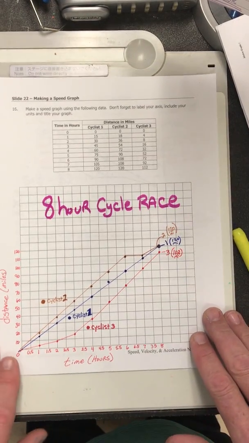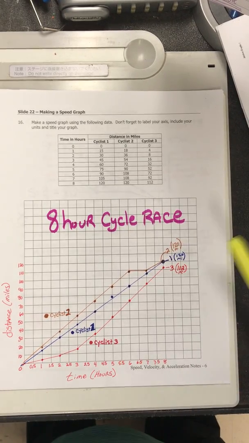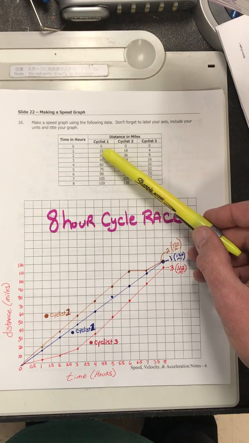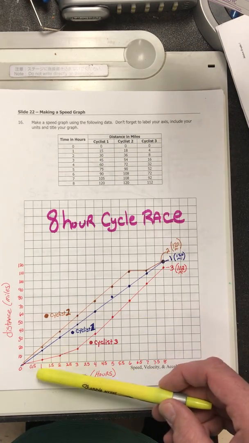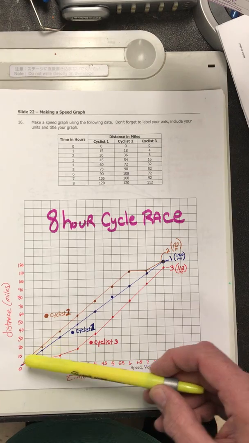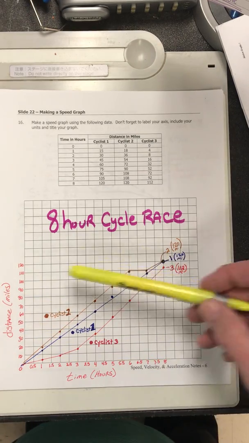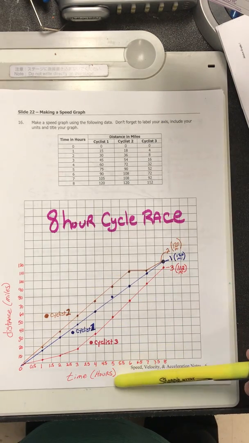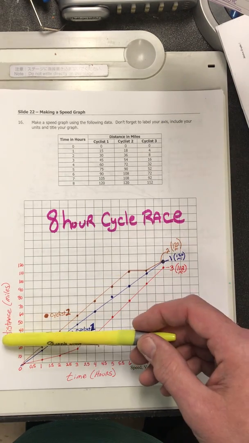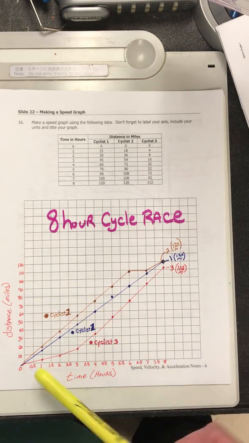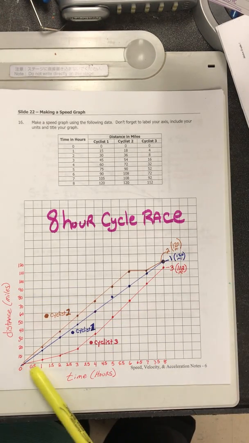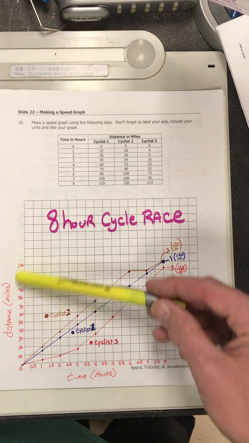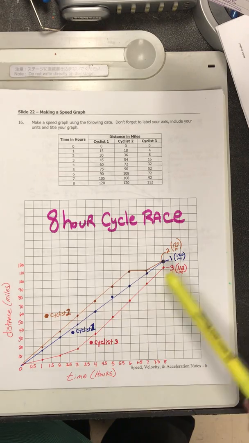Okay, we have our 8-hour cycle race. Those are just plotting dots. Hour 1, cyclist 1, 15 miles. So 1, 15 miles, halfway between 10 and 20. I set this all up. It says, label your axis. X-axis is time in hours. Y-axis is distance in miles. And then I just went in half, in 30-minute segments across for 8 hours. And then went at 10-mile intervals up the side. And I placed my dots on the line.